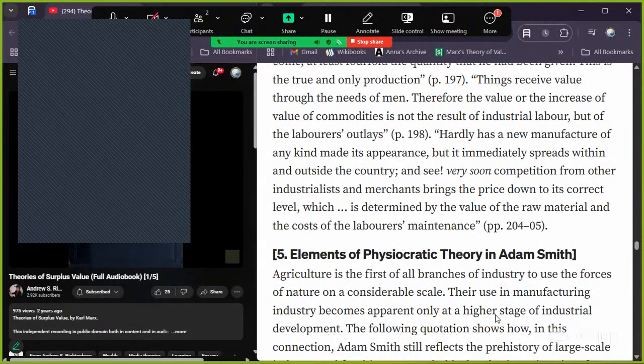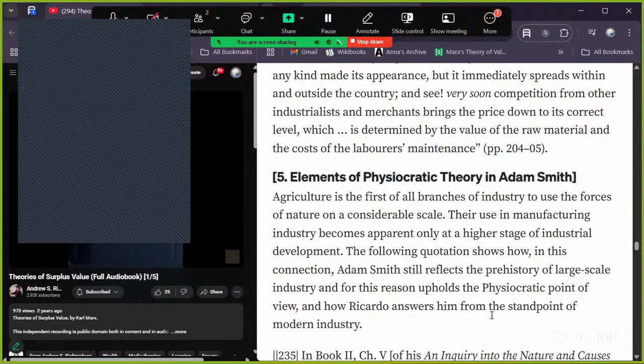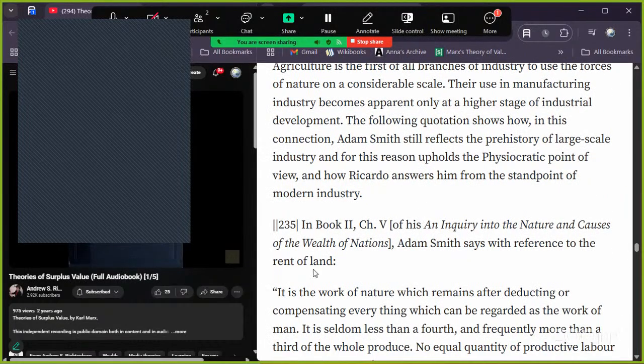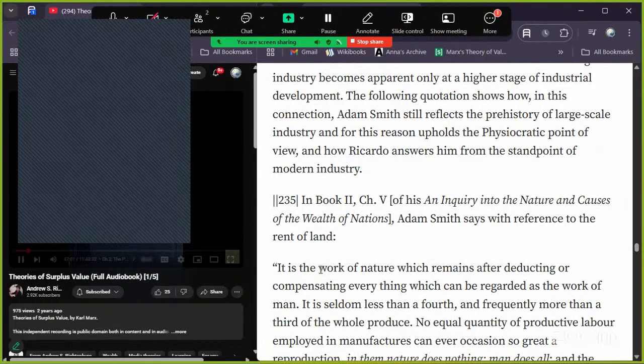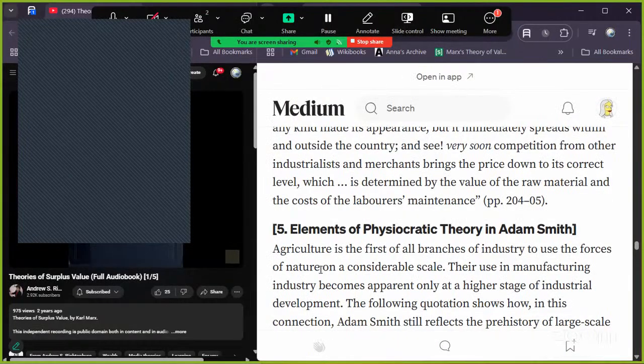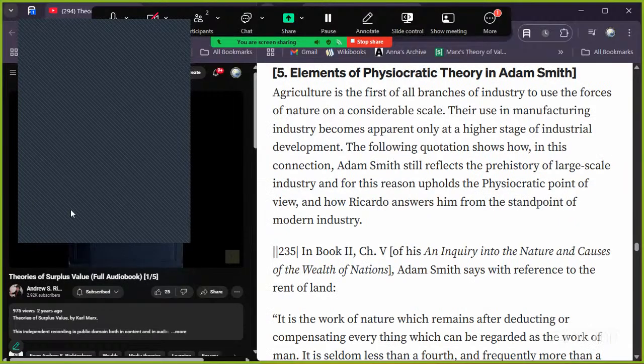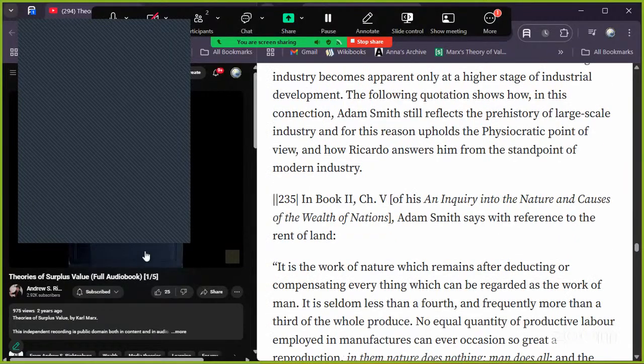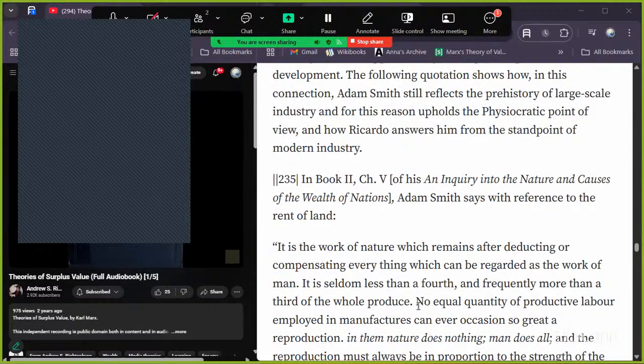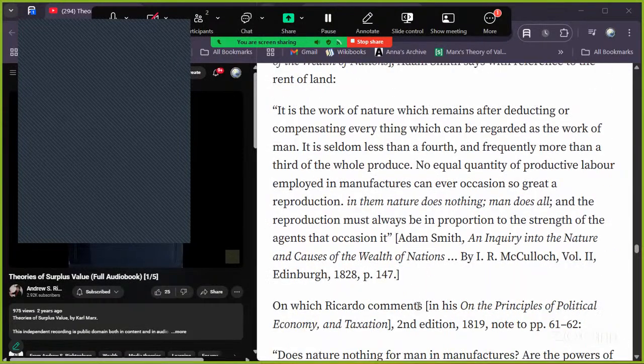Section 5. Elements of Physiocratic Theory in Adam Smith. Agriculture is the first of all branches of industry to use the forces of nature on a considerable scale. Their use in manufacturing industry becomes apparent only at a higher stage of industrial development. The following quotation shows how, in this connection, Adam Smith still reflects the prehistory of large-scale industry, and for this reason upholds the physiocratic point of view, and how Ricardo answers him from the standpoint of modern industry.